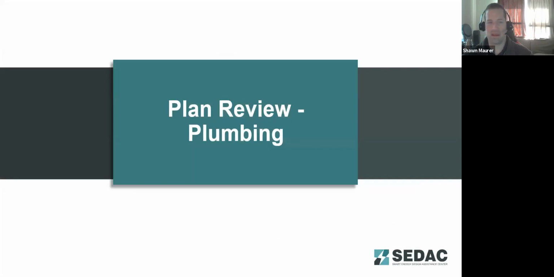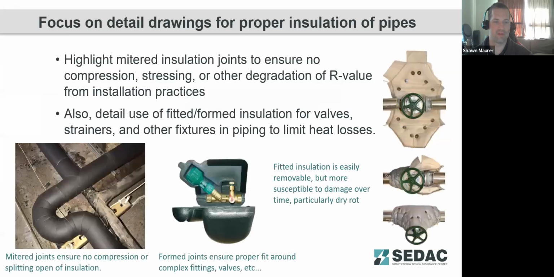So our next section is plumbing requirements. Again, one of the things we see in the control drawings is call outs for insulation types. We don't necessarily see details on how to properly install that insulation to make sure that it's not compressed, going to become damaged over time, or exposed to conditions where it's going to degrade.